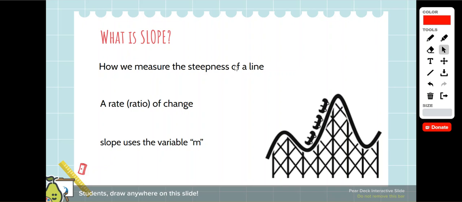So we measure the steepness of a line using a ratio or a rate of change. And the slope variable that you will use to see slope is m. Why do we use m? I have no idea. I tend to think of it as because it's how you move along the line, how far you are traveling up compared to over.